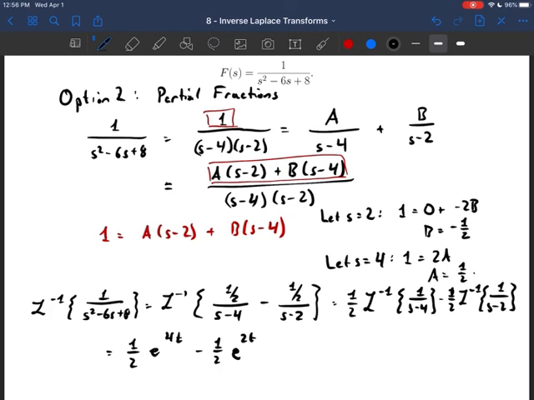All right, that's it for this time. I hope it's helpful. I'll be doing more examples of inverse Laplace transforms and also more examples of partial fractions, because partial fractions can get a little bit more complicated if we don't have just distinct linear factors.